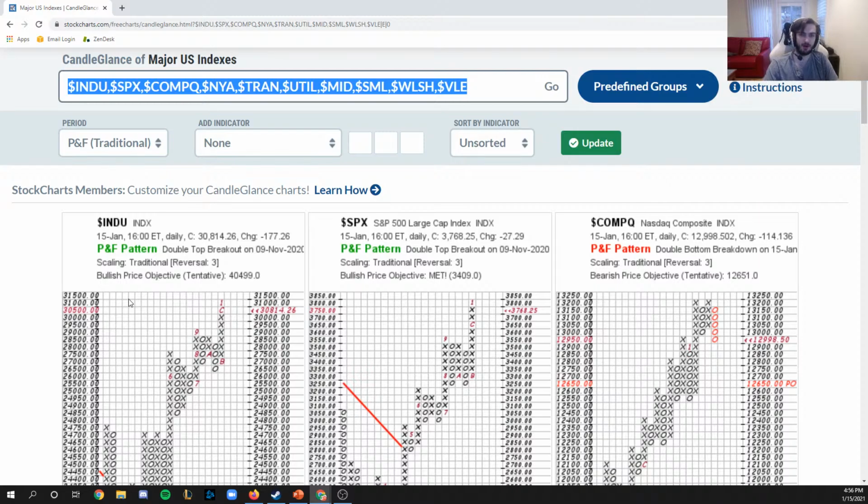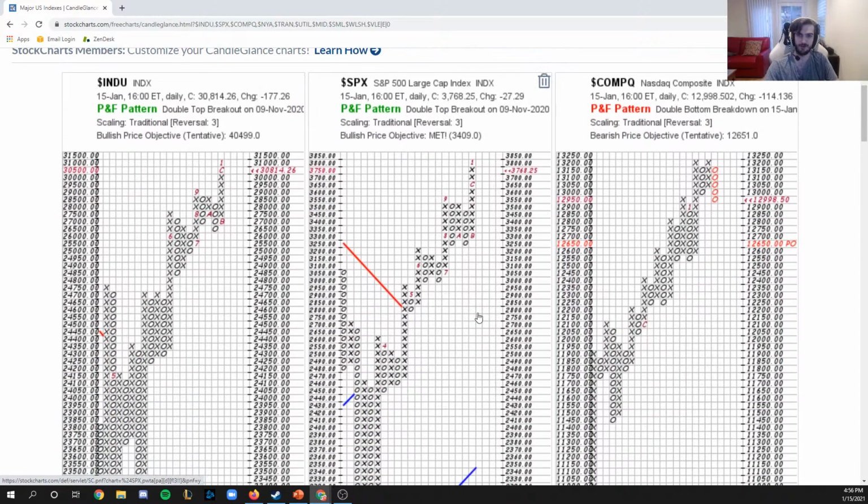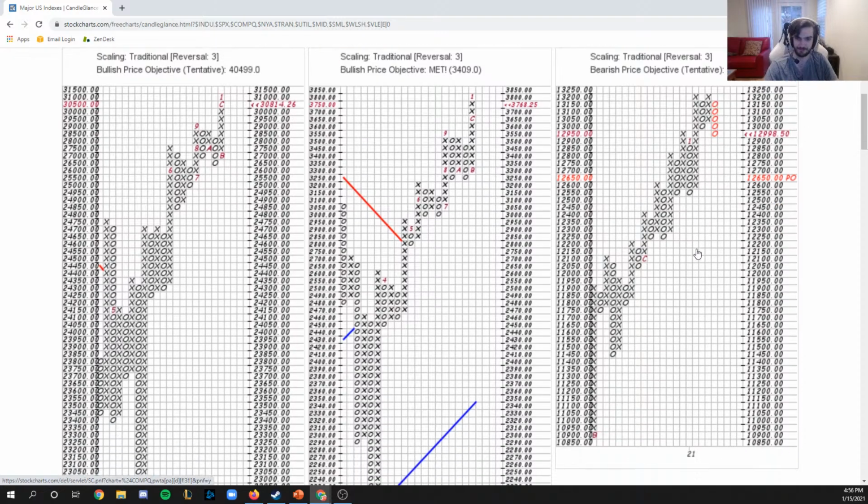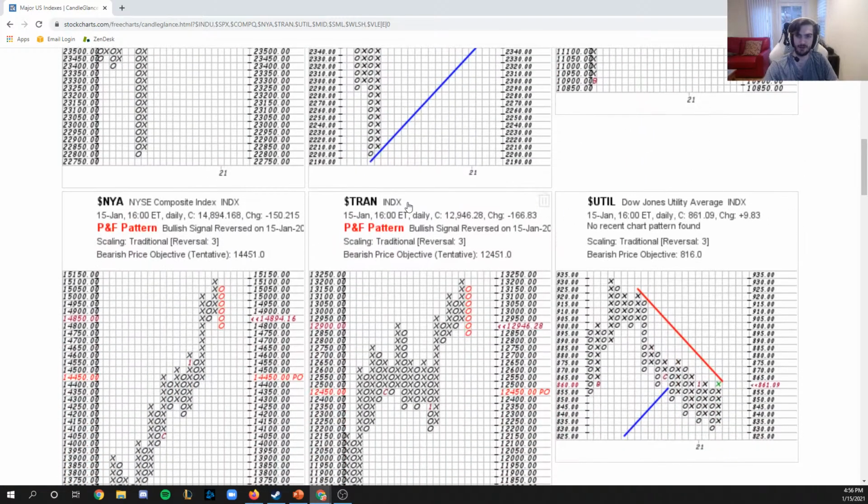These now are the major indexes. Some of these are going to be the ones that we've talked about before. Here's the Dow Jones. Here's the S&P 500. Here's the Nasdaq. And then it goes into smaller specific indexes.